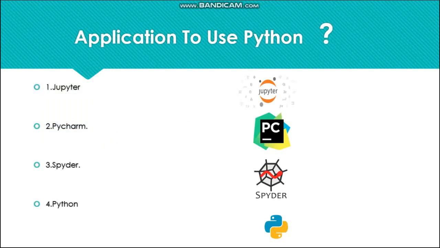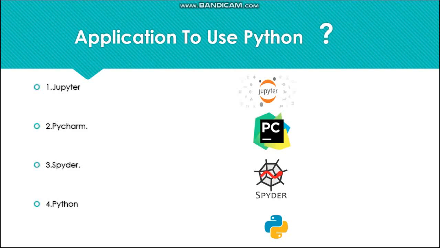Let's move forward. That is, applications to use Python. Now the question is which application should you use for Python? Basically there are a lot of applications to use Python, but in this tutorial I will tell you which application is best for you. Here is a list of applications. First is Jupyter Notebook. Jupyter Notebook is an open source web application that you can use to create and share documents that contain live code, equations, visualizations, and text.